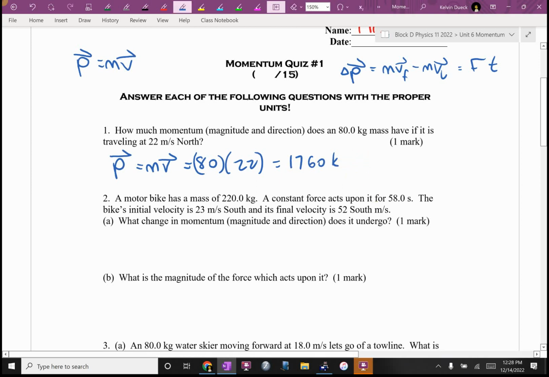Kilometers per second, Mr. Duke? Kilogram meters per second. And it did ask for a direction. I'll put an at symbol so you know that that n is newtons. It's north. I would give you 1 mark, half mark for the magnitude, half mark for the direction.